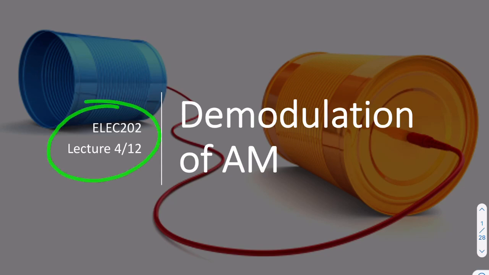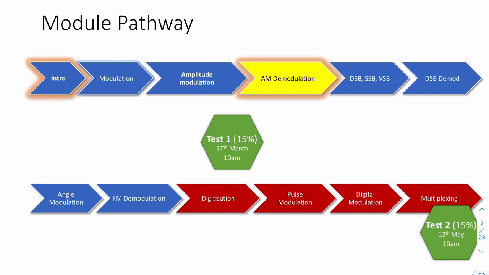Hello and welcome to Lecture 4, where we're going to talk about the demodulation of AM. Last week we spoke about amplitude modulation, a particular type called double sideband large carrier. Today we're going to talk about demodulation, which is how to extract the original message from our bandpass signal, how to recover the baseband signal from the bandpass signal. So it's the opposite of modulation.